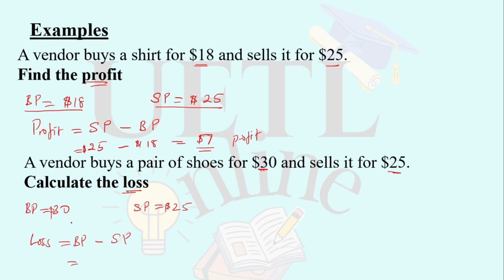Our buying price is $30 minus the selling price of $25. In this case you can say that he made a $5 loss. This is how we work it out. You just have to find which one is greater and subtract. So this was profit and loss.